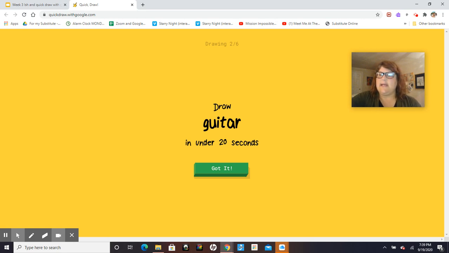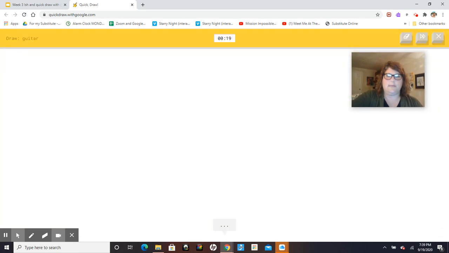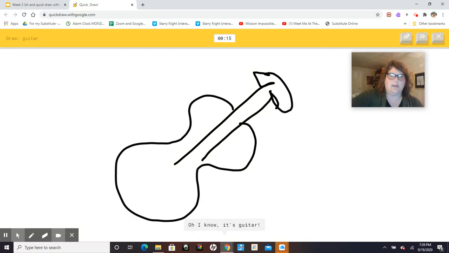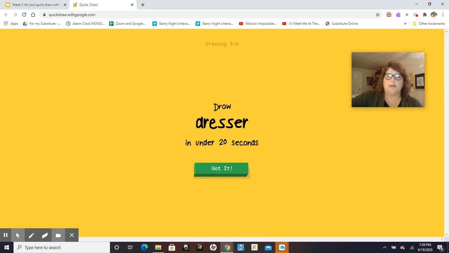20 seconds. Guitar. I see arrow. For now. Oh, I know. It's guitar. So he has a couple of wrong guesses in there too, which is kind of fun. It makes me laugh thinking about what he thinks I'm drawing. Don't let that get you flustered.